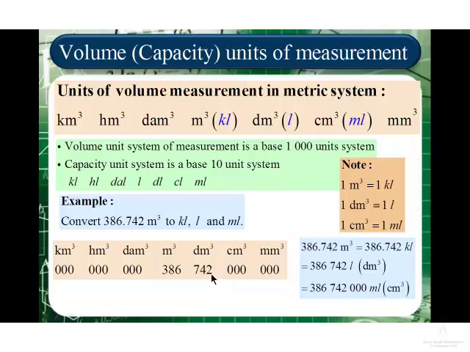We can see, for example, from the liter to the milliliter, or cubic decimeter to cubic centimeter for that matter, we have to move 3 units to the right, and hence we have, in this case, that the given volume measurement corresponds to 386,742,000 milliliters in this particular case.